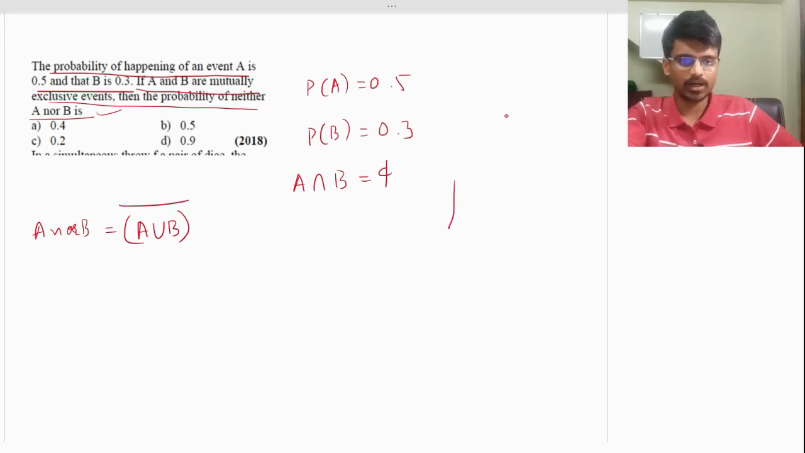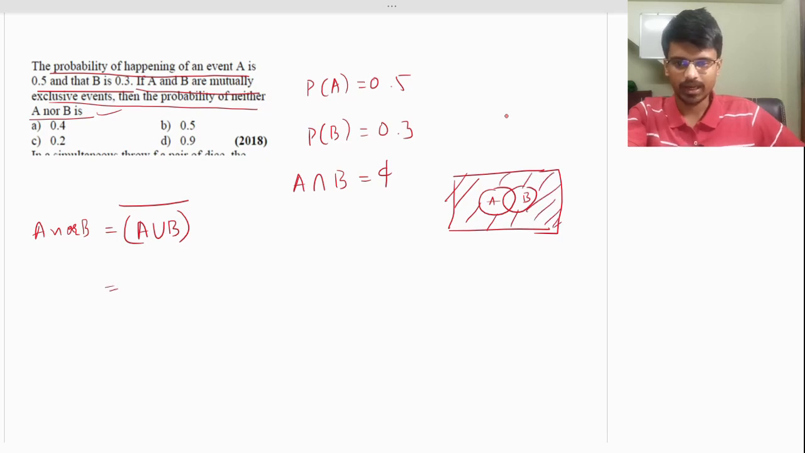This can be understood using the Venn diagram. So A nor B is this region. If this is our A and B, A nor B is this, excluding A and B. What I have done is taken this part A union B and taken the complement of A union B. So now it is very easy. I need to find P of the complement of A union B.